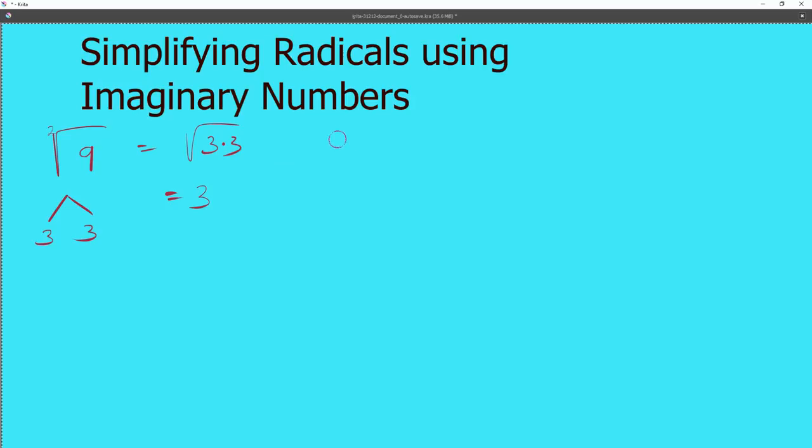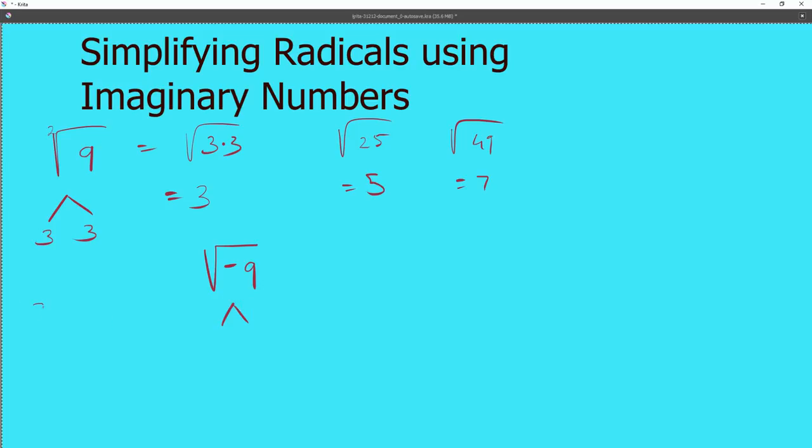That makes sense. So radical 25 obviously is going to come out to be 5, right? And radical 49 is 7 and so on. Okay, now what happens if you have radical of a negative 9? Okay, so how do I break negative 9 into two numbers that gives me back the original negative 9?